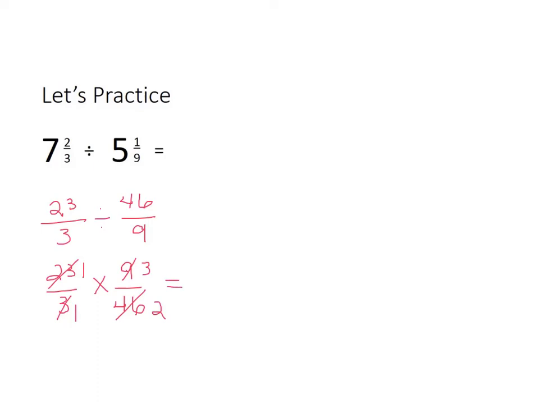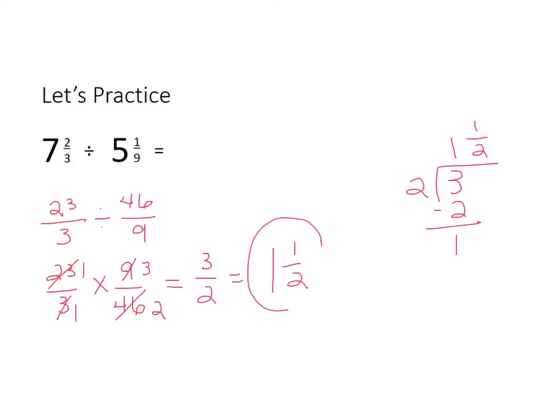Now, multiply straight across. We get 3/2, which is improper. So now I have more of a work area. We're going to take our numerator divided by our denominator, and you should get 1 and 1/2. And 1 and 1/2 is our final answer.